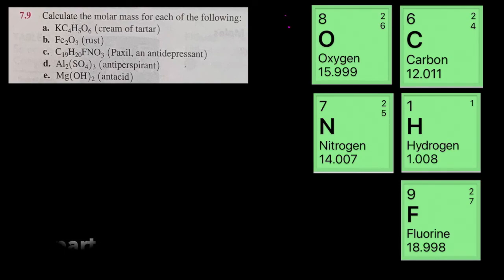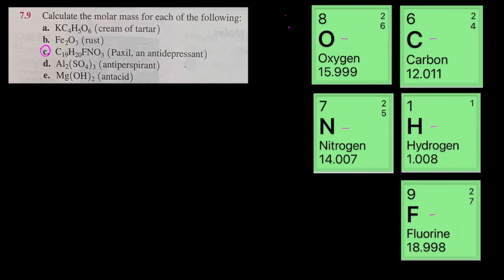Here's problem C. We want to calculate the molar mass of Paxil, an antidepressant. It's composed of carbon, hydrogen, fluorine, nitrogen, and oxygen. Now for this, you want to use the numbers on the periodic table found below. These are the average atomic masses, and these are snippets from ptable.com. That's where I use my periodic table. And so let's go ahead and start.